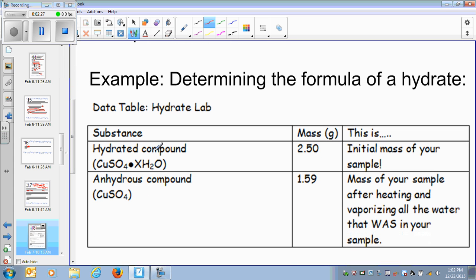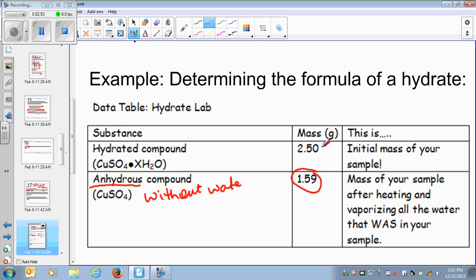So let's say I have a hydrated compound, which is 2.50 grams. So this 2.50 grams also has some mass of water. This is the initial mass of my sample. And then if I heat it, the water will evaporate, and whatever is left is the anhydrous compound. Anhydrous means without water.